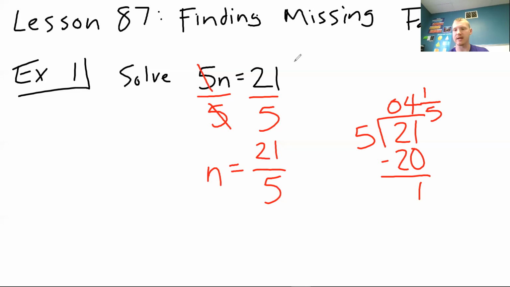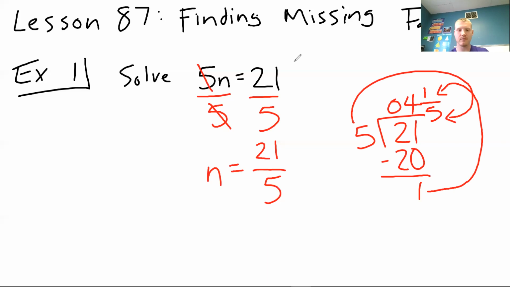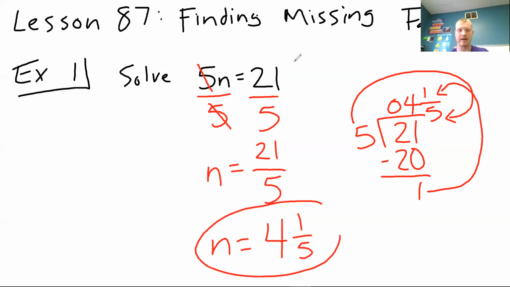Now where am I getting these numbers? So 1 is our remainder, so that goes up in our numerator. 5, which is the number we're using to divide, is going in our denominator. So our answer, n equals 4 and 1/5. Circle that answer. Okay, so there's example number 1. So let's try example number 2.